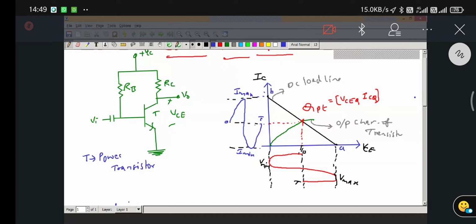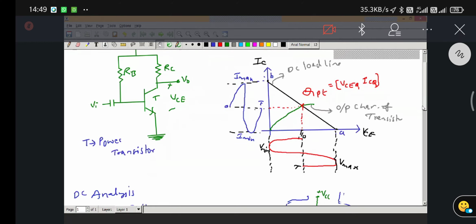We can find out the A point, which is on the x-axis. If we make the y value 0, and y here means IC, we keep IC equal to 0, then we get the point A. Similarly, to find the point B, we keep VCE equal to 0, then we get the IC value. This is the B point. Let's do that.